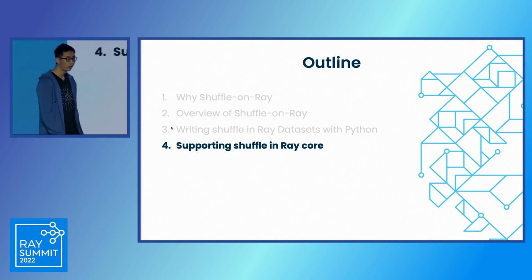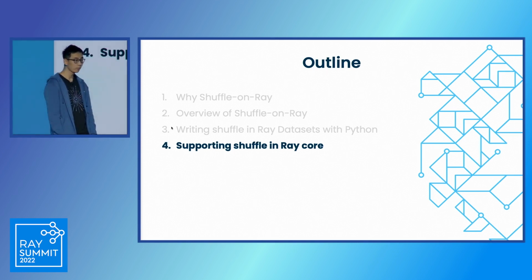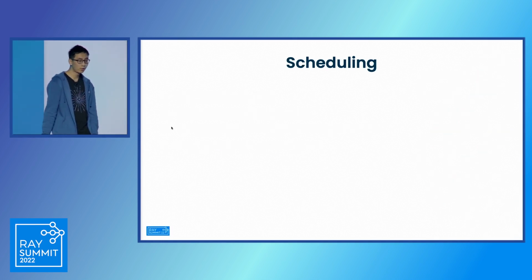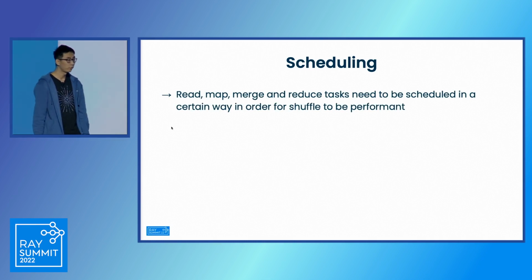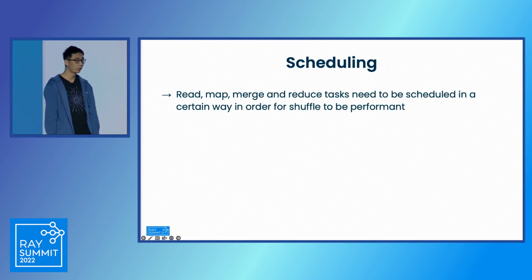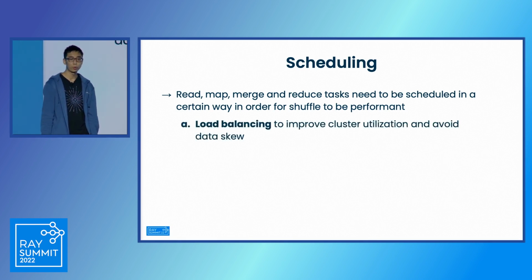Thanks, Stephanie. Next, I will talk about several key Ray Core features that power Shuffle on Ray. First, I'm going to talk about scheduling. In order for the shuffle to be performant, the read, map, merge, and reduce tasks need to be scheduled in a certain way. Specifically, there are two requirements.